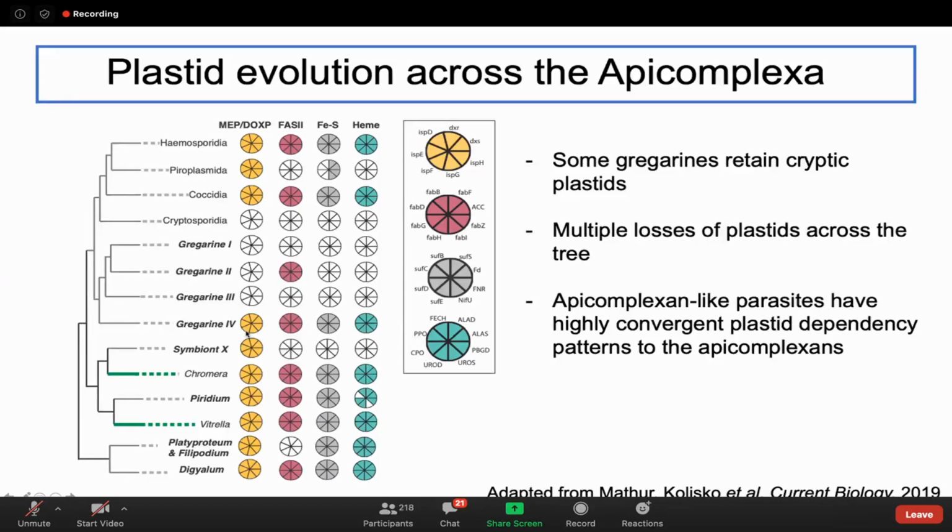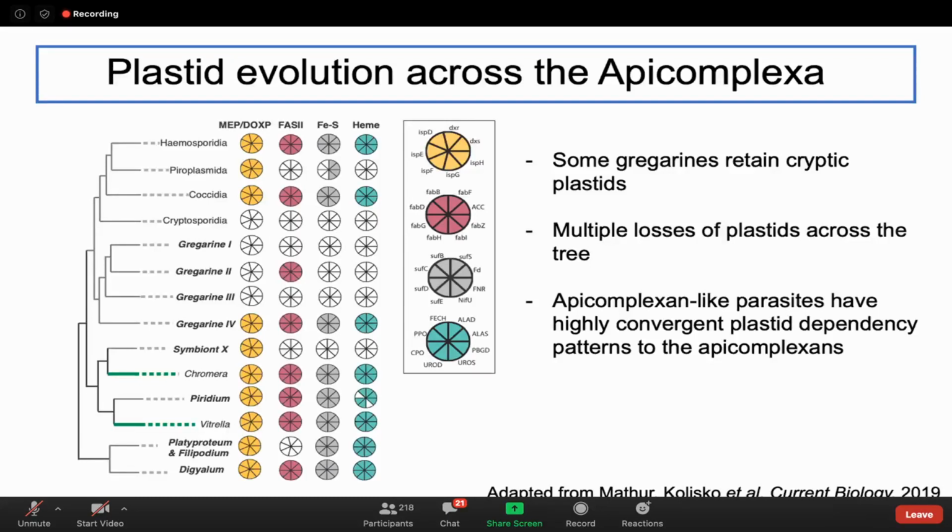At the same time, we do see multiple losses of plastids across the tree, so at least 3 losses within the gregarines. And when we look at the Apicomplexan-like parasites, they too have a similar plastid dependency on these 4 pathways. If you can see here, Digyalum has all 4 pathways, so does Piridium. Platyproteum has lost the type 2 fatty acid pathway but retains the rest, and Symbiomonas X only retains the isoprenoid pathway. So we see some patterns of loss and retention, but at the same time there is a similar dependency on these 4 pathways. And so the next question was to say, what about the genomes?